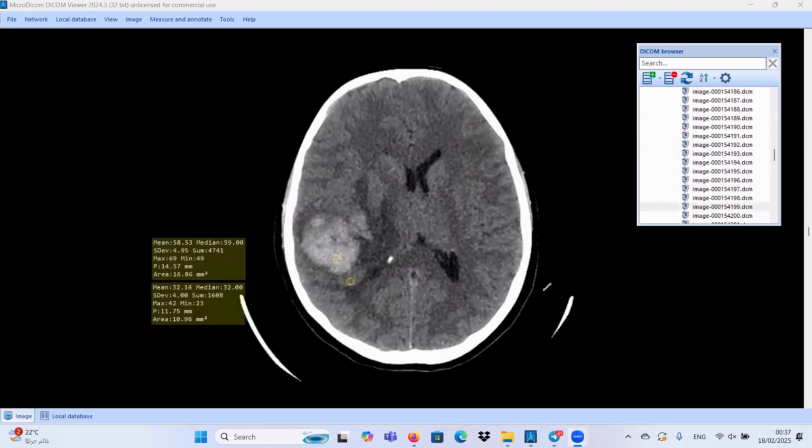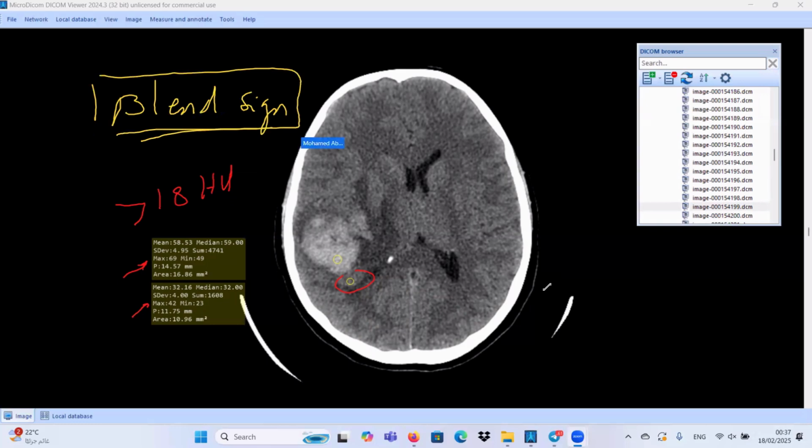If we measure the maximum density here, it measures about 69 Hounsfield units, while this other part measures a maximum of 42 Hounsfield units. So we have a difference of more than 18 Hounsfield units. Once we have two different density components in the intracerebral hematoma, it can be identified by the naked eye. This is called the blend sign. This sign is very important because it is a strong predictor for growth of the hematoma.